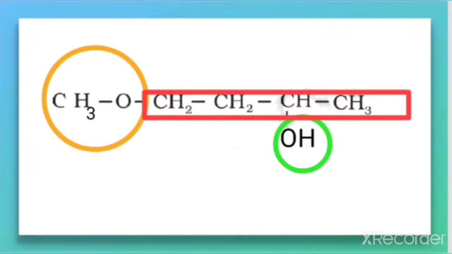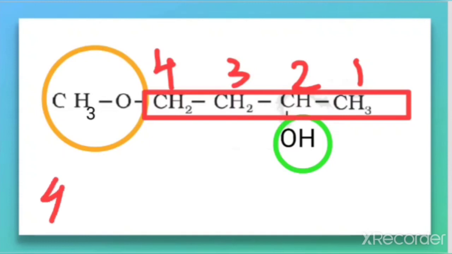So how do we name this one? Before naming, we have to number it. As we know, here the preference should be given to the alcoholic group. So this carbon should be the first one. This one should be the second, third, fourth. So on the second carbon there is a functional group OH, and on the fourth carbon there is a substituent, that is methoxy. So on the fourth carbon there is a substituent, so we have to write the substituent first, that is methoxy.